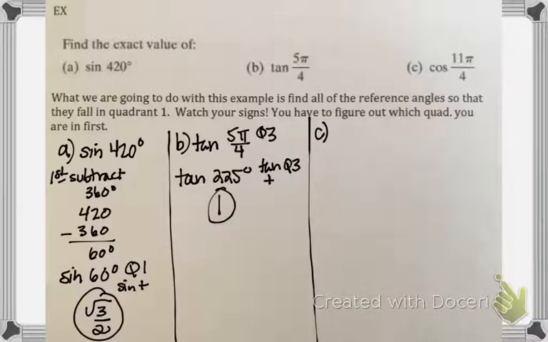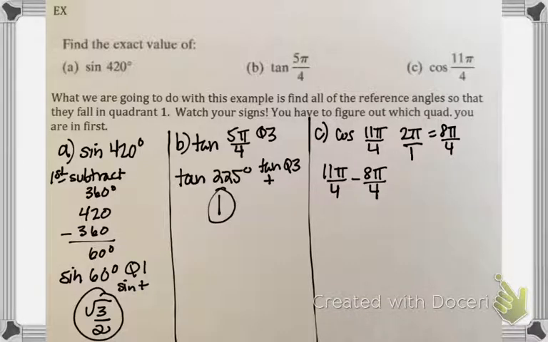Okay, C. C is cosine at 11 pi over 4. Since I know that this is beyond 1 revolution around, and I also know that 2 pi is equal to 8 pi over 4. Okay, and how do I know that? It's because I built it up. So I made a common denominator of 4, multiplied 2 by 4, I got 8. So 8 pi over 4. If I take 11 pi over 4, and I subtract 8 pi over 4, because that's 1 revolution around, I get 3 pi over 4.